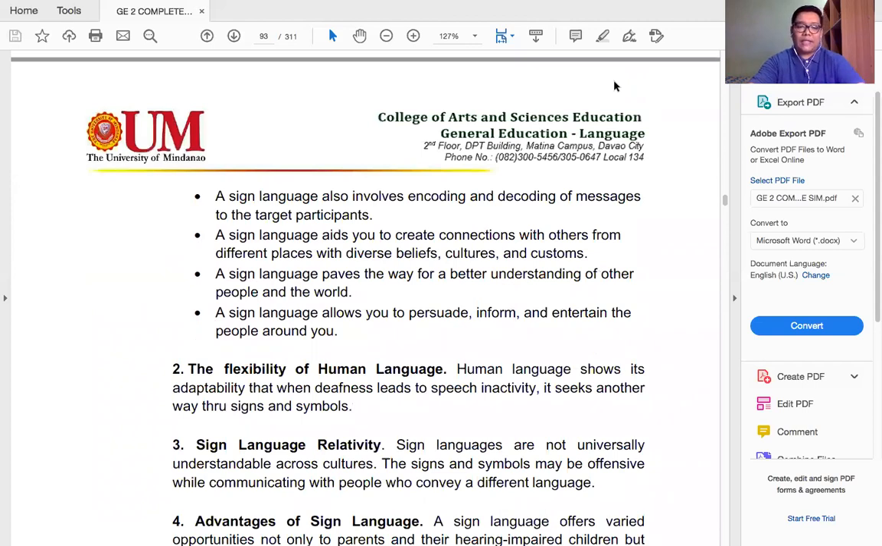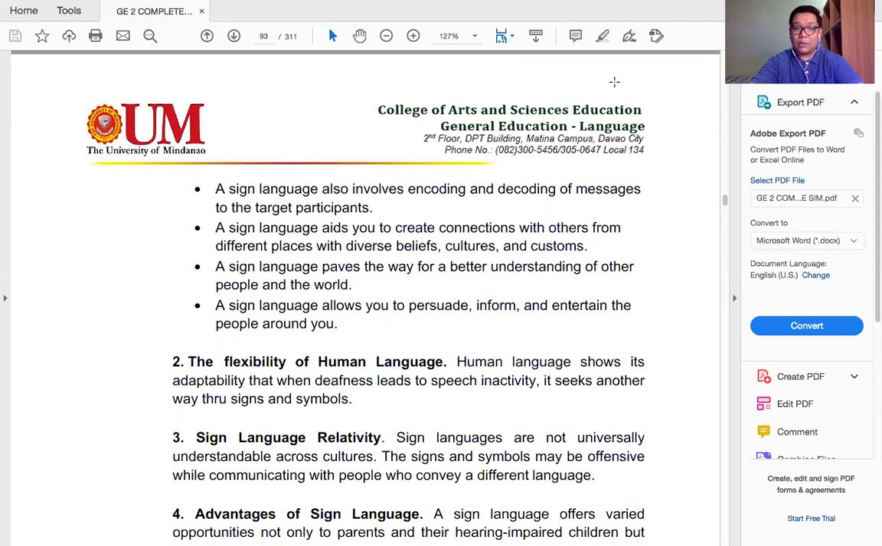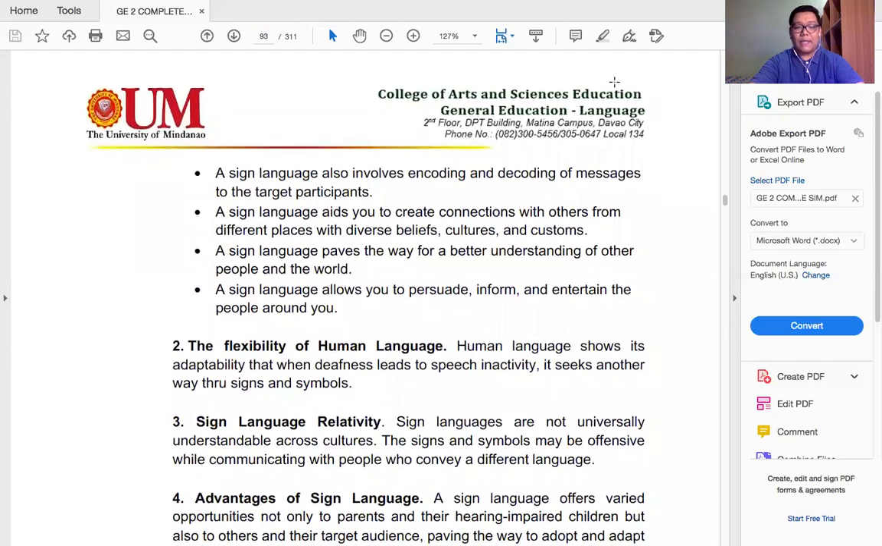When we talk about flexibility of human language, this means that human language shows its adaptability when deafness leads to speech inactivity. It takes another way through signs and symbols. So when you say flexibility of human language, that means humans as we are, we always find a way on how we could communicate effectively with people despite some limitations mentally or physiologically speaking.